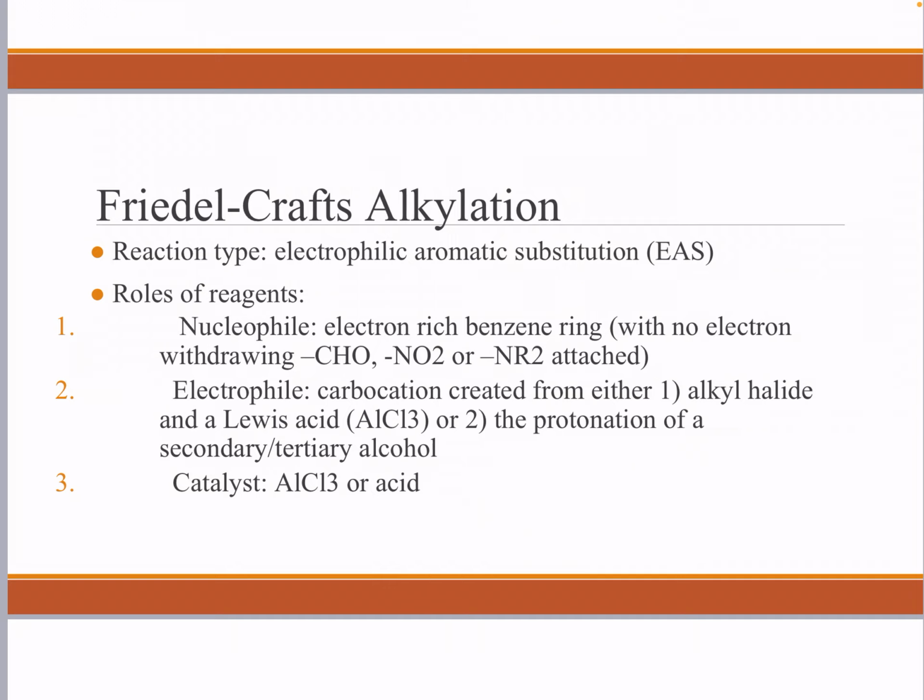You can create the carbocation using two catalysts. You can use either a Lewis acid like aluminum chloride, or you may use an acid to protonate and create the carbocation as an electrophile, and we're going to go through the detailed mechanism in a little bit. The catalyst is going to be either aluminum chloride or acid. We're going to choose acid as a catalyst for this experiment.